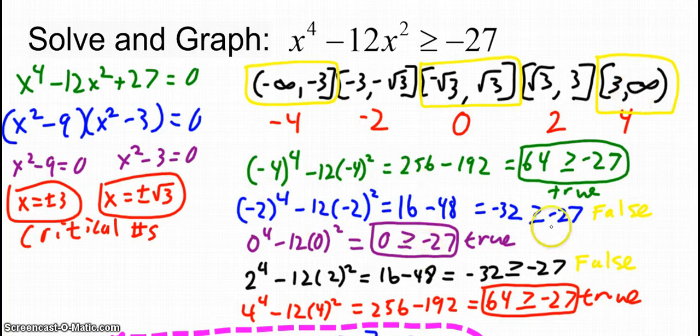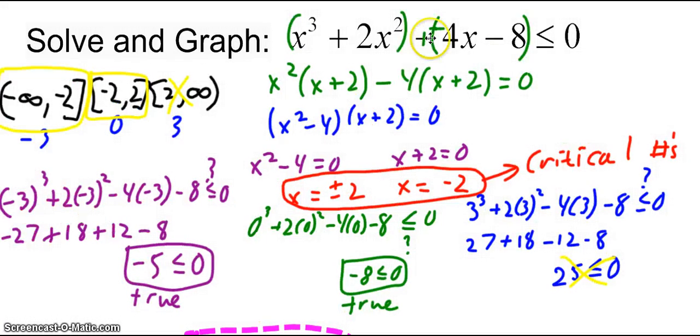Plug all of those in, test them out. The first one works because 64 is greater than or equal to negative 27. So that is true. Negative 32 is not greater than or equal to negative 27. So this one is false. 0 is greater than or equal to negative 27. So this is true. Negative 32 is not greater than or equal to negative 27. So this is false. And then the last one again is true. 64 is greater than or equal to negative 27.